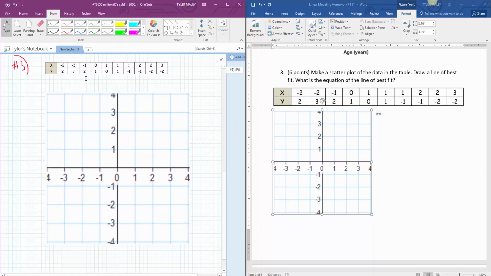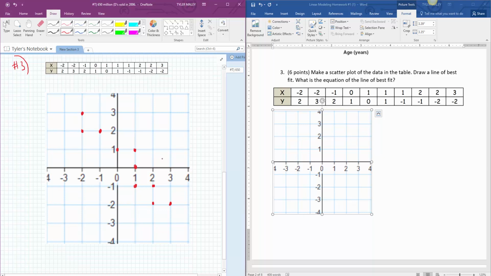So I'll plot these points really quick. I'll plot them in red again. So we have the point negative 2, 2, so here, and then we have negative 2, 3, negative 1, 2, 0, 1, 1, 0, 1, 1, 1, negative 1, 2, negative 1, 2, negative 2, and then 3, negative 2. I'm pretty sure I grabbed all those.